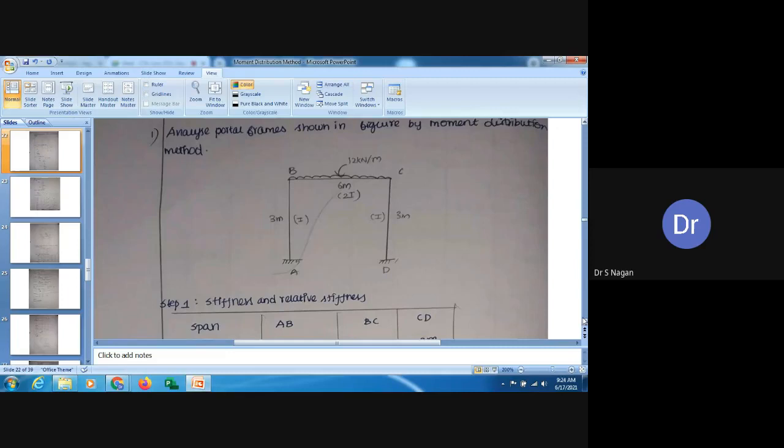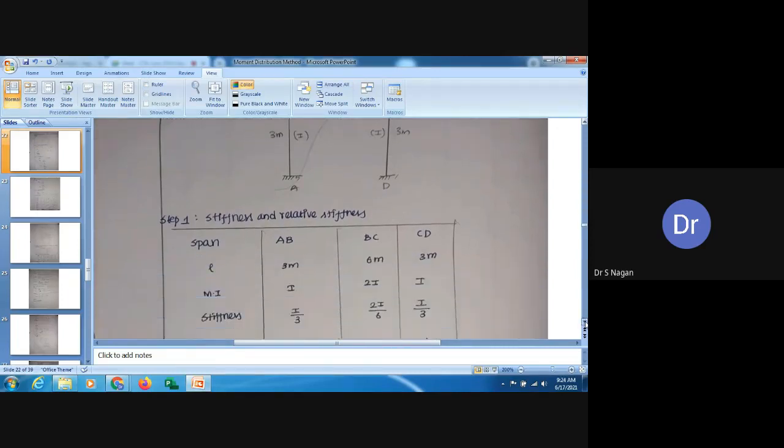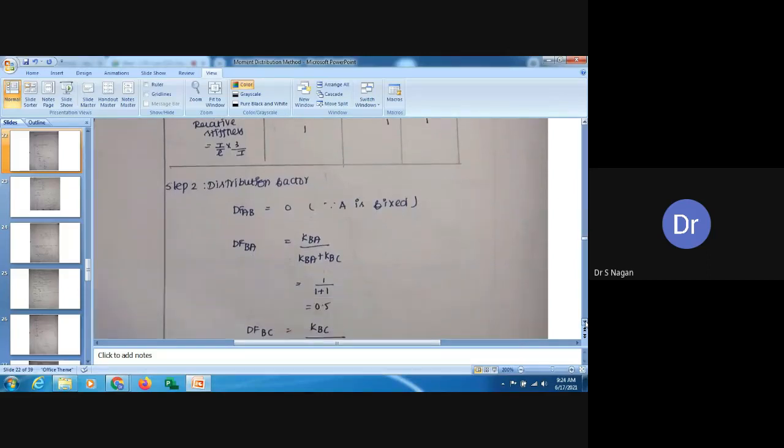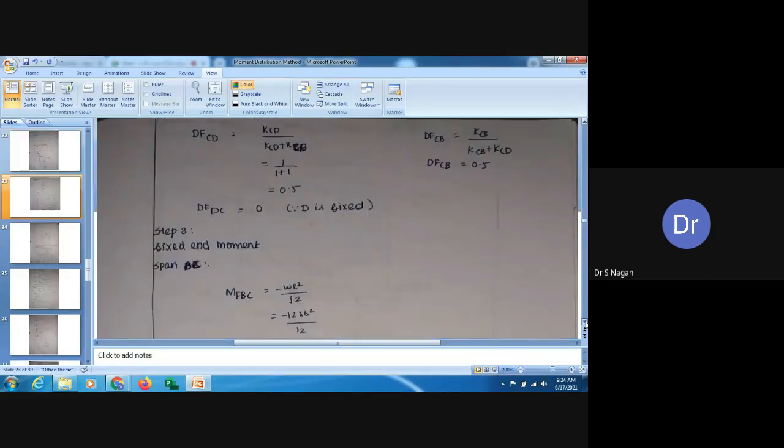So, we have seen how to calculate the distribution factor for DFBA. Now DFCD is KCD by KCD plus KCB. Similarly, DFCB is KCB by KCB plus KCD. We are getting 0.5. And DFDC, the distribution factor for DC, is 0 since D is fixed.